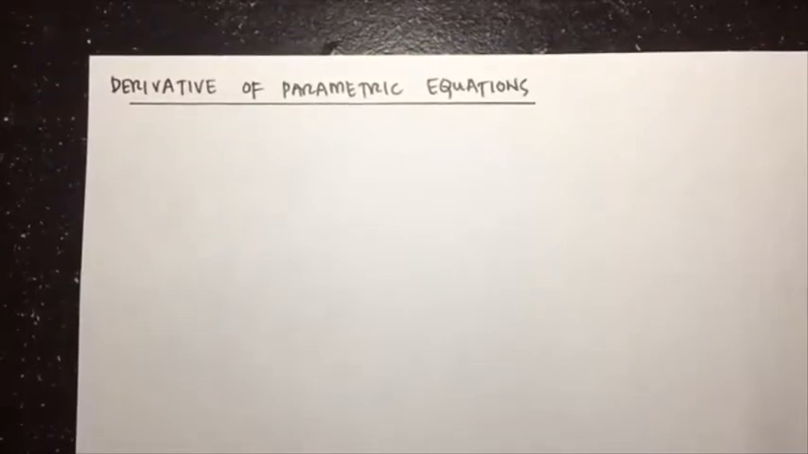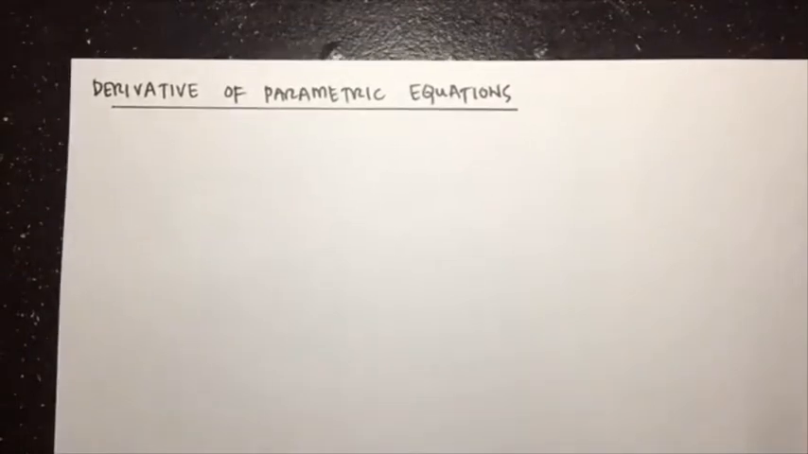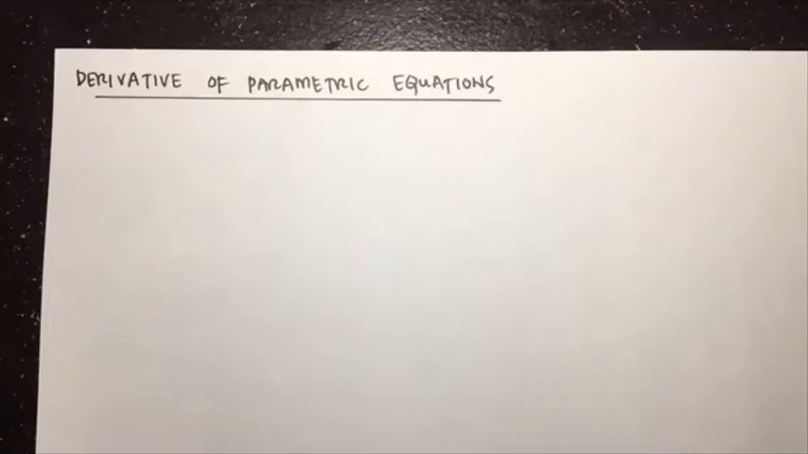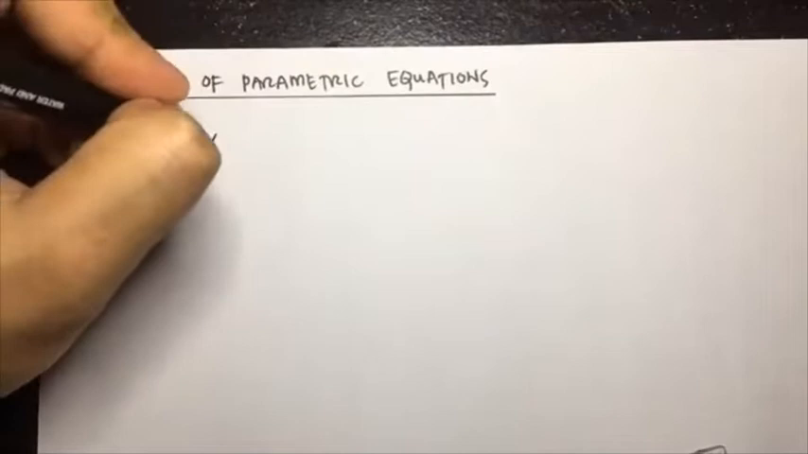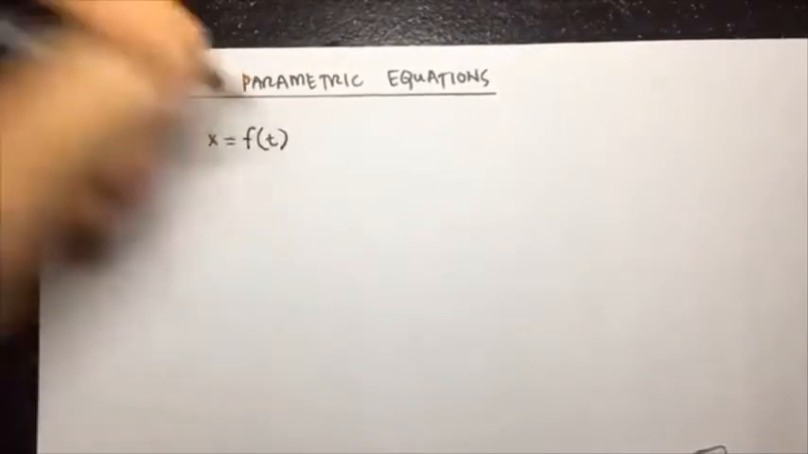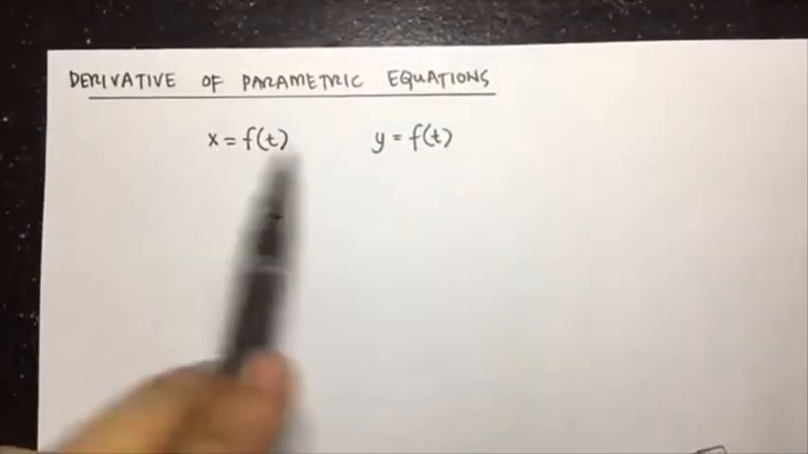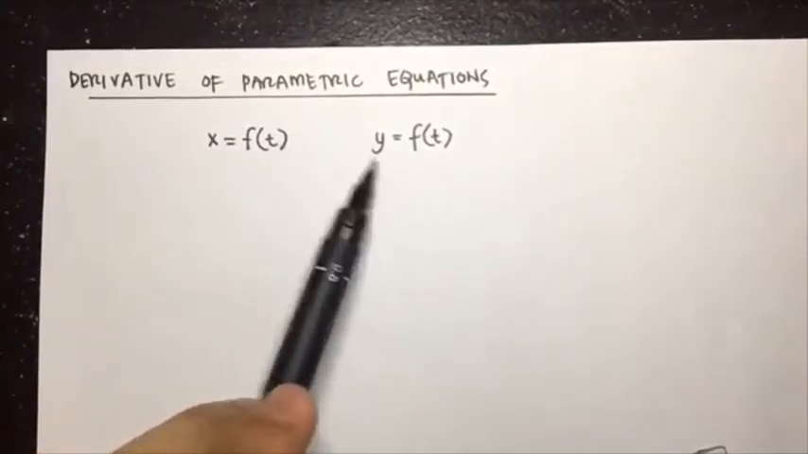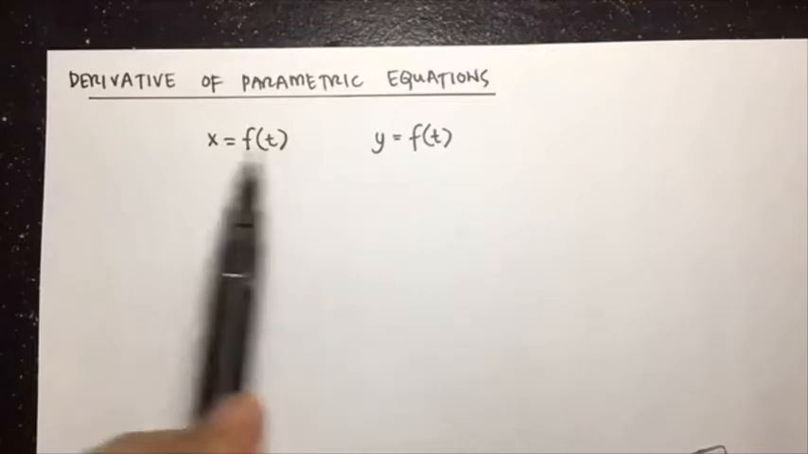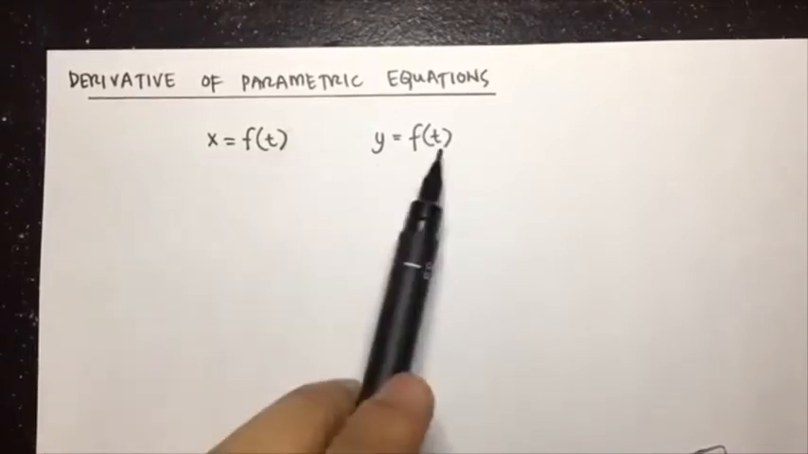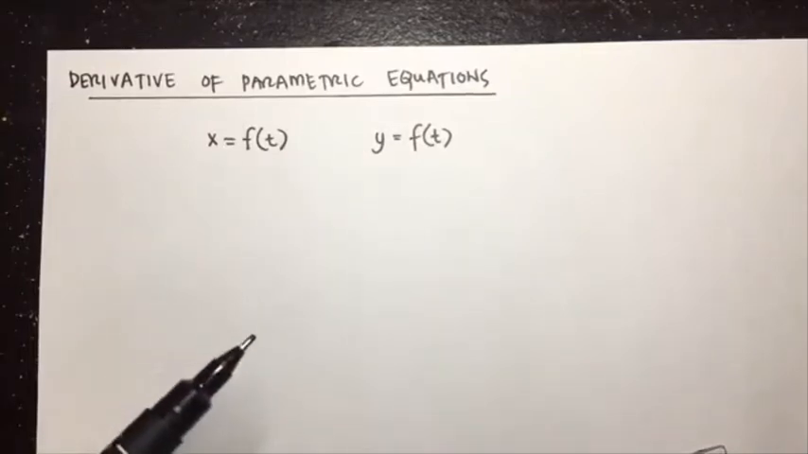Okay, so for this video, we will be discussing the derivative of parametric equations. When we say parametric equations, those are equations for which we have a third variable, which is called the parameter. Usually we are given x as a function of t and y as a function of t, instead of y as a function of x. So we are given both variables as functions of t. We will see examples of those parametric equations later on.